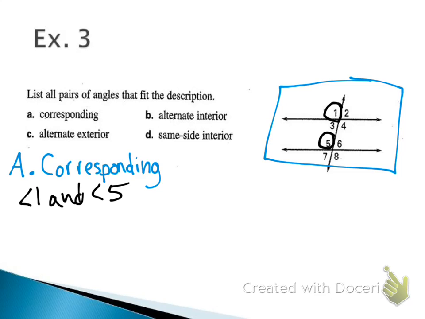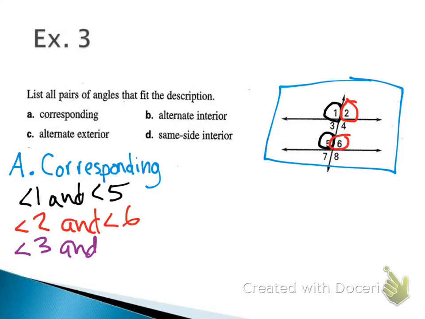All right. Anyone know what goes with angle 2? 6. 2 and 6. Good. Again, same position. Those are both upper right of the intersection point. All right. Angle 3 goes with 7. Good. And then last we'll have angle 4 and angle 8.